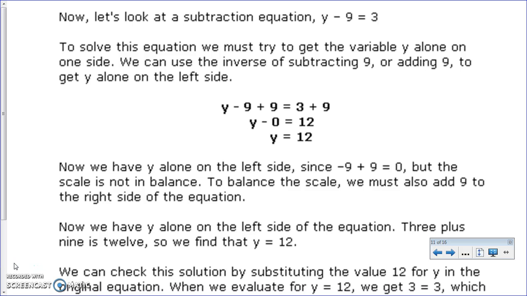But the scale is not in balance. To balance the scale, we must also add 9 to the right side of the equation. Now we have y alone on the left side of the equation. 3 plus 9 is 12, so we find that y is 12.